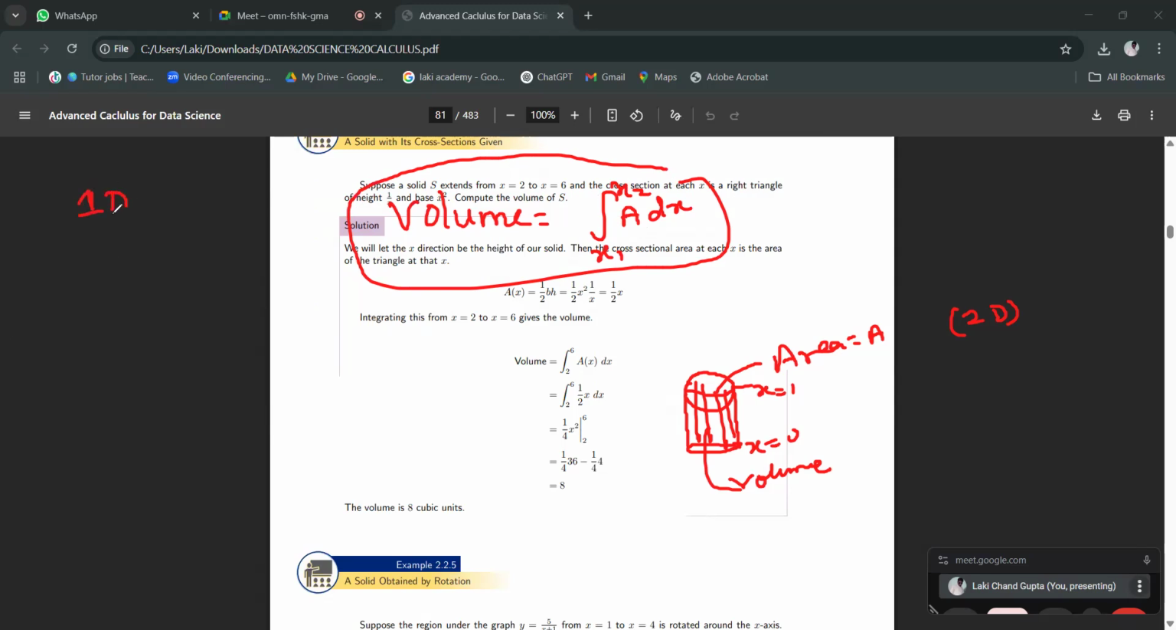One thing is 1D. 1D is what? Line. A line is measured by length. 2D. 2D is what? In 2D, what are you finding? Area. And in 3D, 3D means x-axis, y-axis, z-axis. Area into height. So height is also there, and this is called volume.